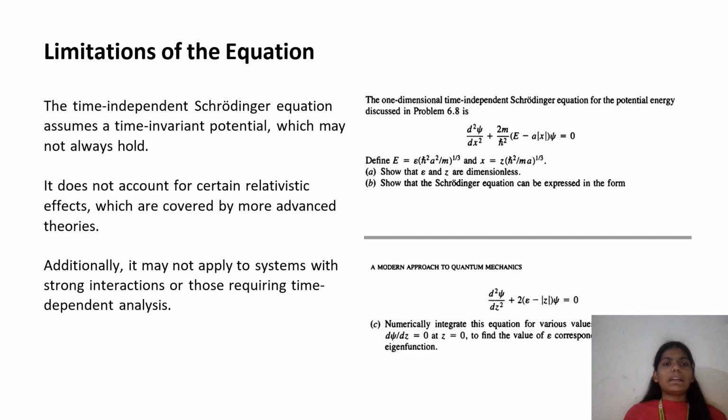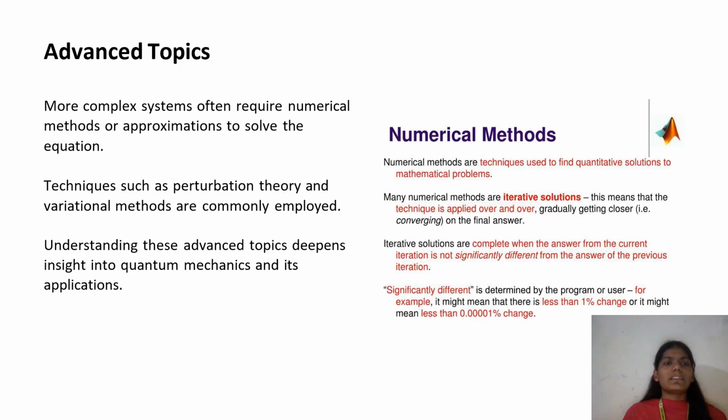The time-independent Schrödinger's equation assumes a time-invariant potential, which may not always hold. It does not account for certain relativistic effects, which are covered by more advanced theories. Additionally, it may not apply to systems with strong interactions or those requiring time-dependent analysis. And the next is advanced topics.